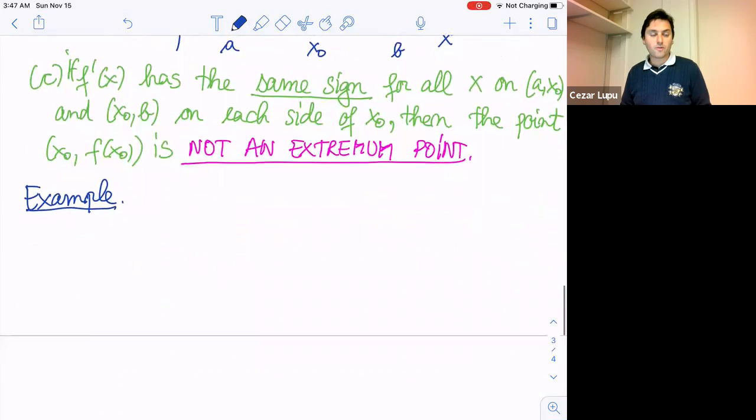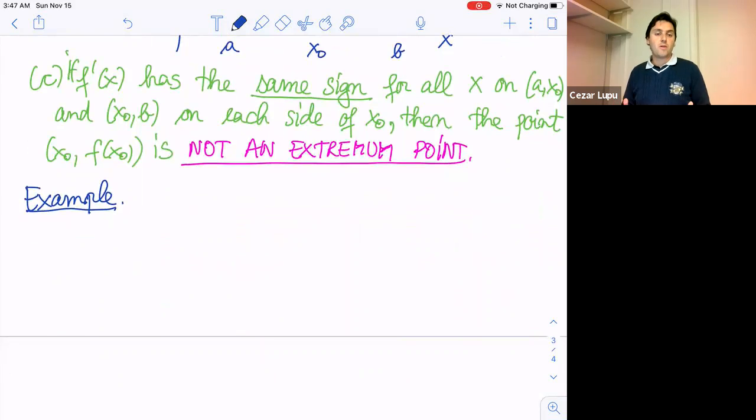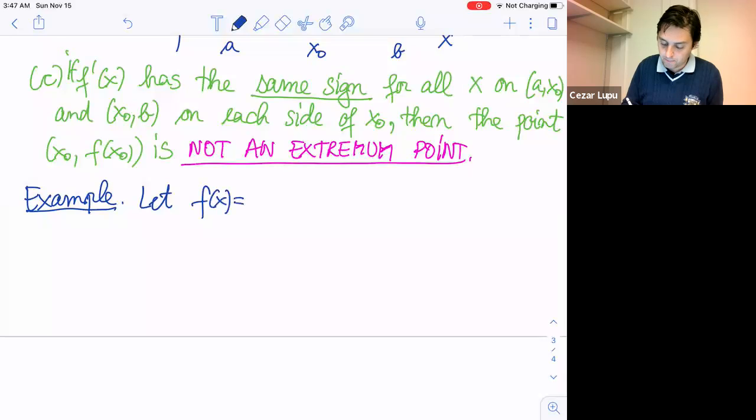And of course, the third scenario is that if the derivative has the same sign for all x in both intervals a, x naught and x naught, b, on each side of x naught, then the point is not an extremum point. Anyway, let's see an example. Let me take a cubic function: x cubed minus 3x squared minus 9x plus 1.